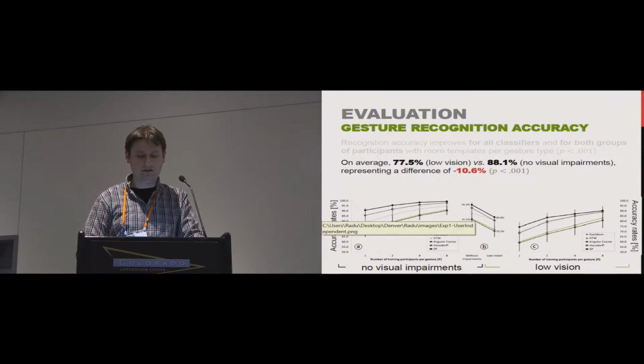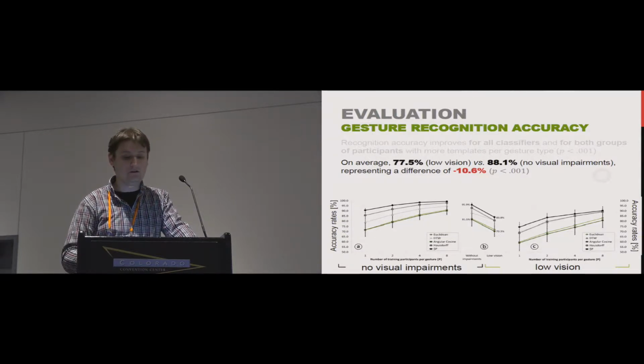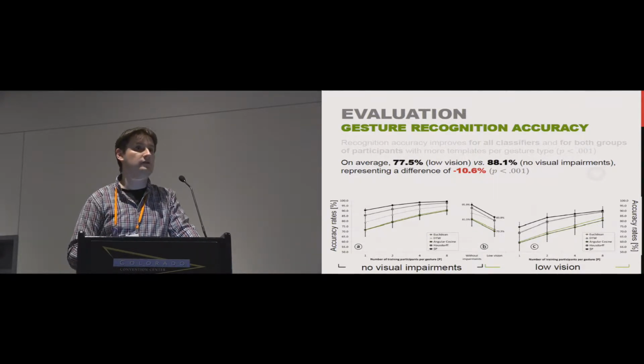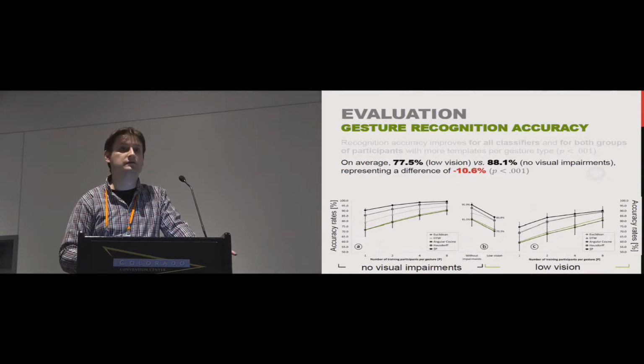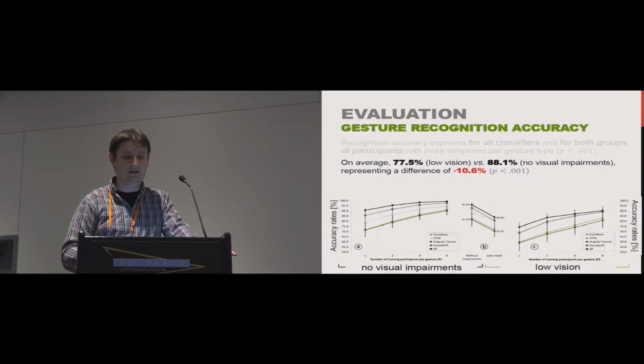In terms of recognition accuracy rates, on average across all the experimental conditions and all the gesture recognizers, gestures produced by participants with low vision were recognized less accurately than the same gesture types produced by participants without visual impairments, and the actual difference was of more than 10%.